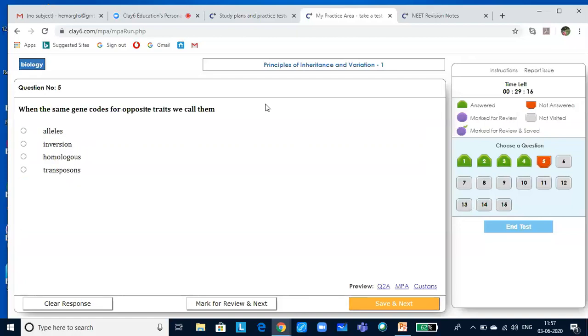When the same gene codes for opposite traits, we call them alleles. See, earlier they used to call it alleles only for opposite traits, but now they have modified their definition. When a pair is there, whether it is homozygous or heterozygous, you call them alleles.